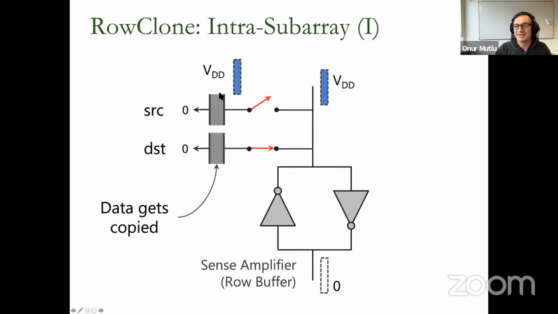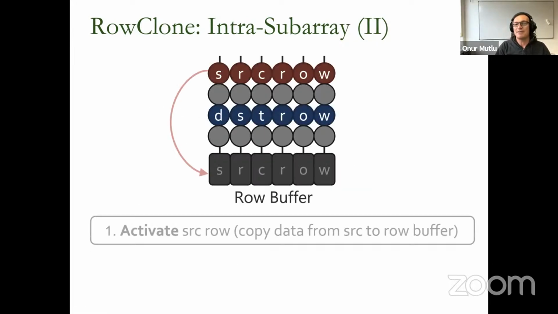Now we've copied the value of the source row, which was VDD, into the destination row, which has now also become VDD. That's the idea at a bit level, basically. And this operates completely based on charge sharing principles, as you can see. There's nothing magic about it. Okay, so now we know exactly how this works.